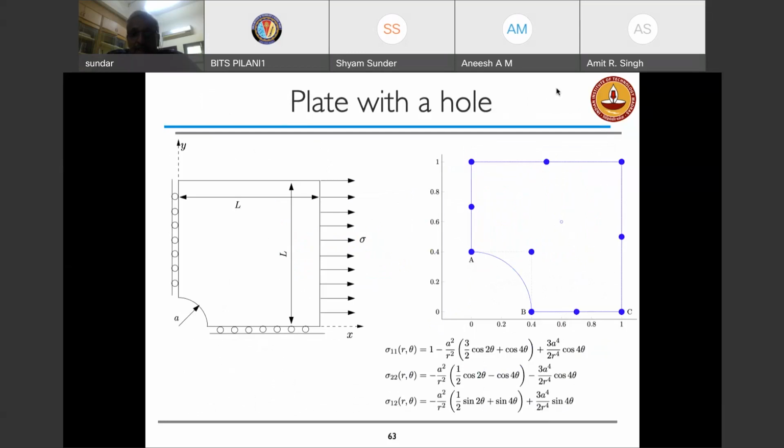For example, this is a typical case, a plate with a hole, for which there is an analytical solution given by this. If I were to use finite element method, I would have to discretize the entire domain, but with isogeometric analysis, all I need is these blue dots, which exactly represent the geometry. Of course, if the geometry is a straight line, the blue dot lies on the geometry. If it is a curve, the dot lies outside the geometry to be able to represent it.